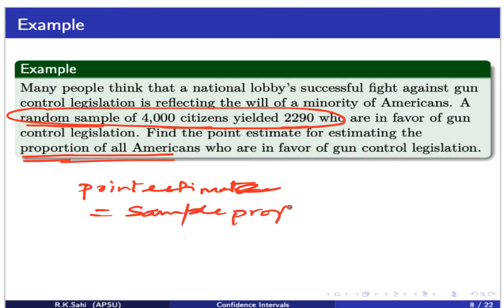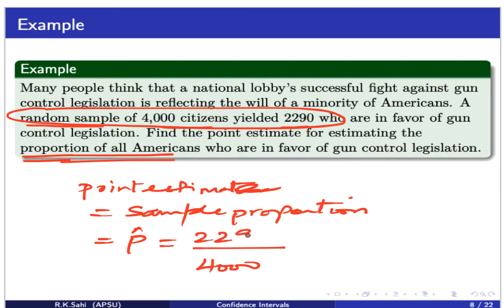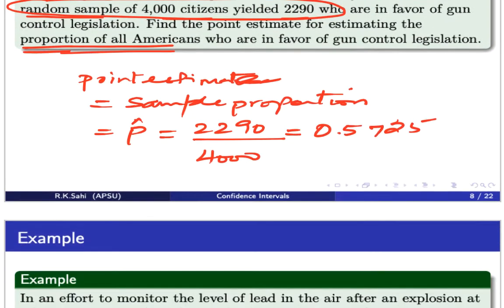And that is, remember, p hat is given by that. Now we just plug in numbers. The total number is 4,000 and the ones who are in favor is 2290, roughly almost more than 50%. So 0.5725. Okay. Let's do another example of a point estimate.